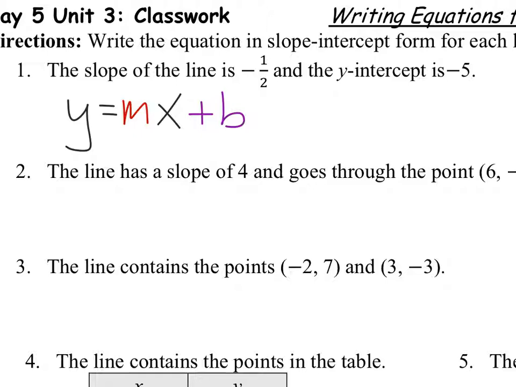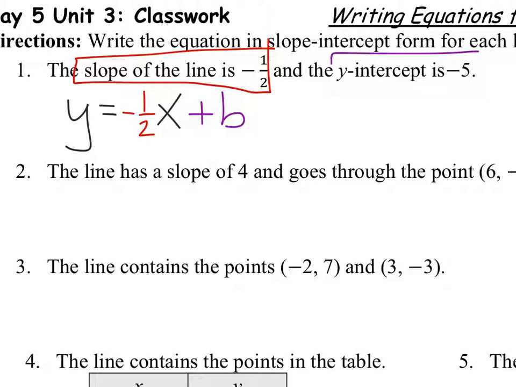And up in here, they said the slope, which is m, is negative 1/2. So I'll replace m with negative 1/2. And then it said the y-intercept is -5. It should have said it was 0, -5, but that will do. We just need to replace b with the -5 then. And there's our equation.